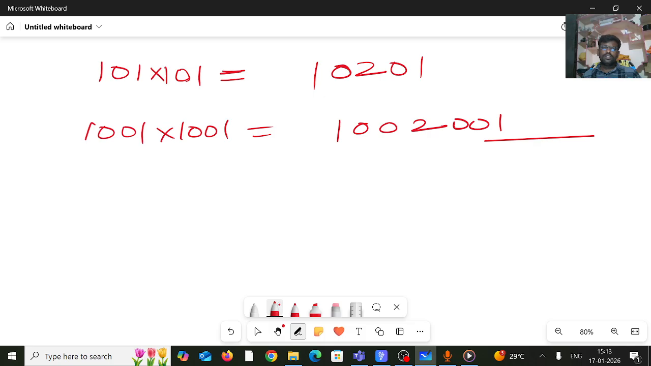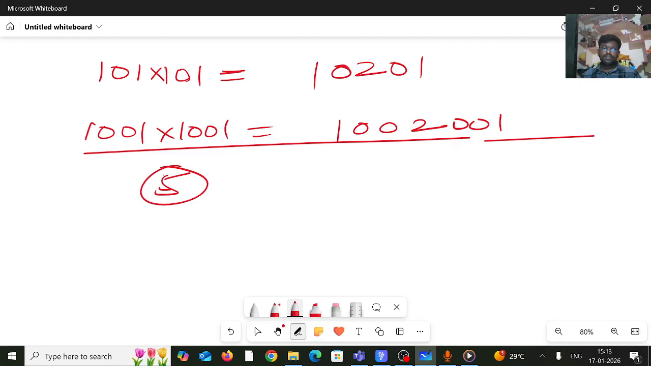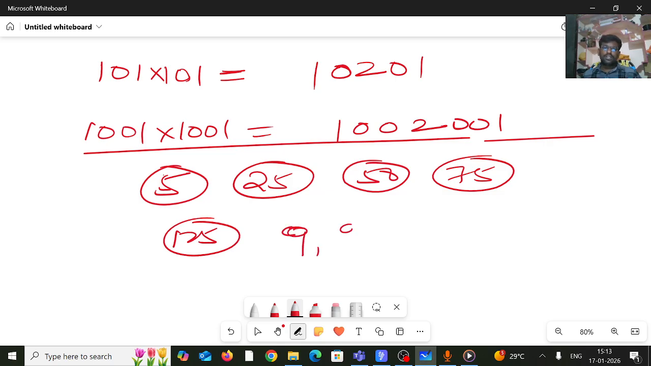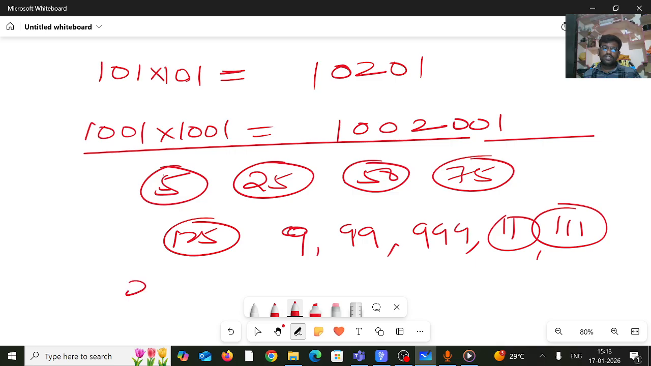You can remember these tricks which so far I have been discussing. I have been discussing some of the techniques, right? First one I discussed multiplication with 5, and multiplication with 25, and multiplication with 50, and multiplication by 75, and then multiplication with 9, multiplication with 99, and then multiplication with 999, and multiplication with 11, and multiplication with 111, and then square numbers which end with 5, and then squares of 11, 111, and so on.